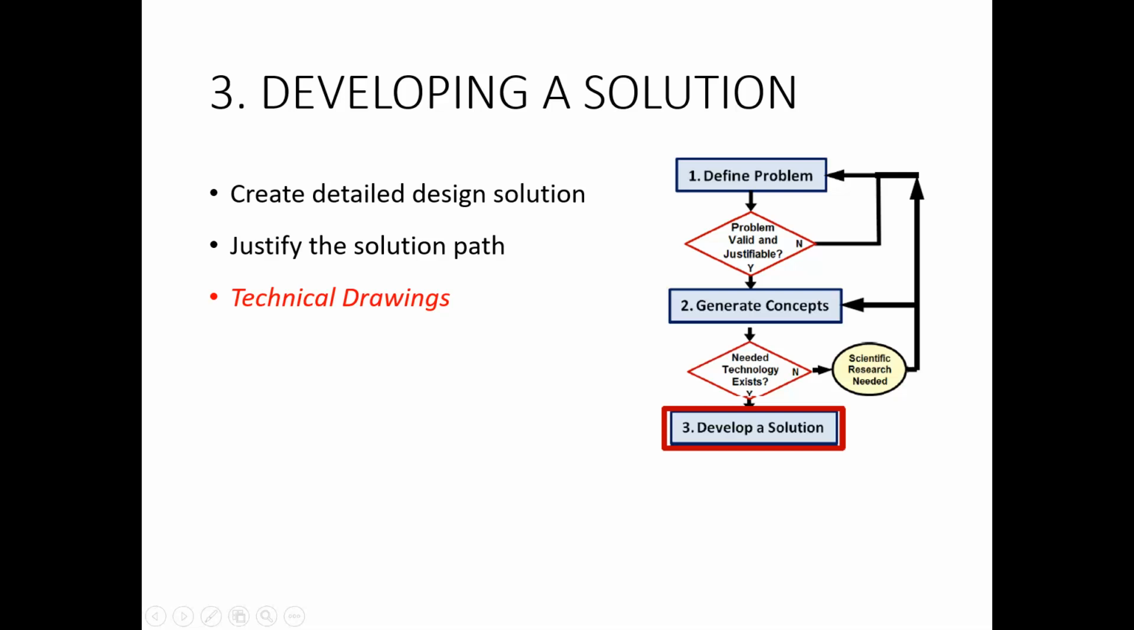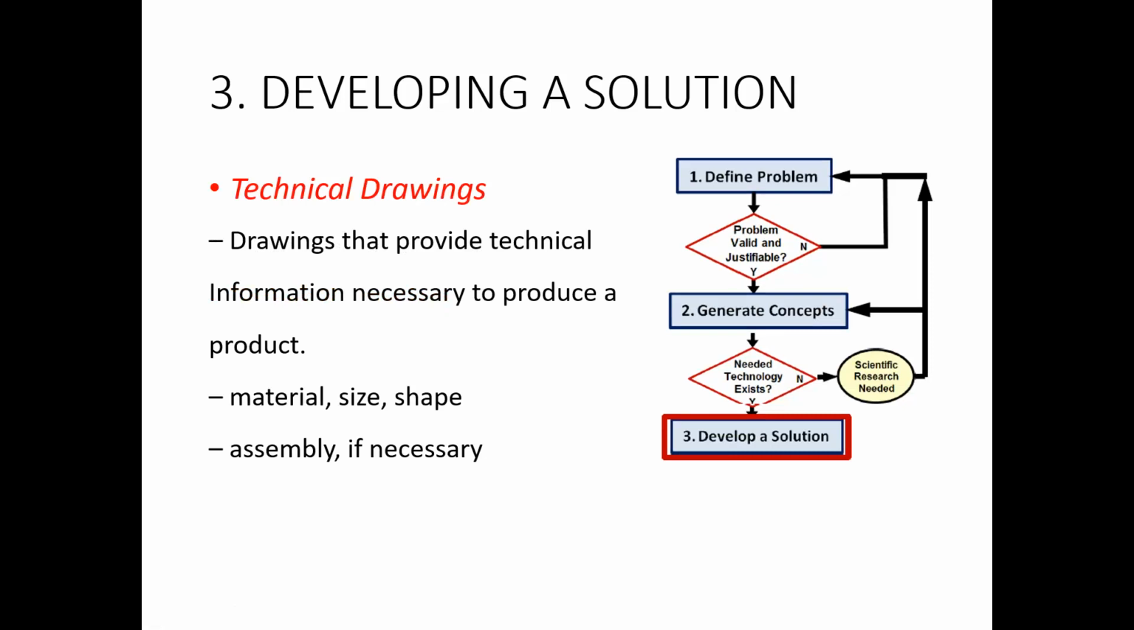Then we will be creating technical drawings or engineering drawings. So in detailed designs, we will be creating the technical or the engineering drawings. So actually they are drawings that provide technical information necessary to produce a product, like what is the material used for the product, what is the dimension size of the product, the shape or form of the product. If it is an assembly, what are the different sub-assemblies or sub-parts that are needed for making that product, etc.